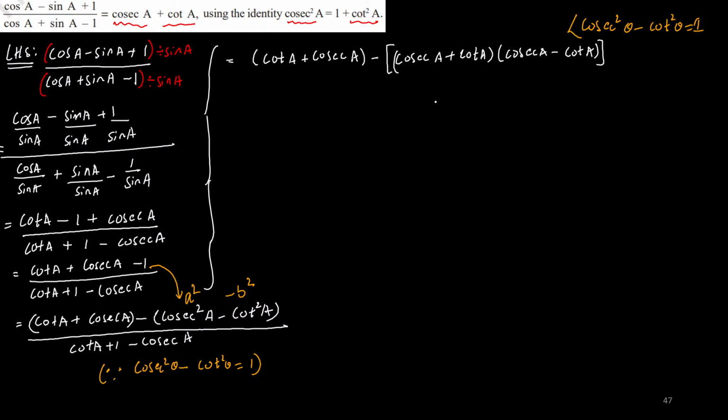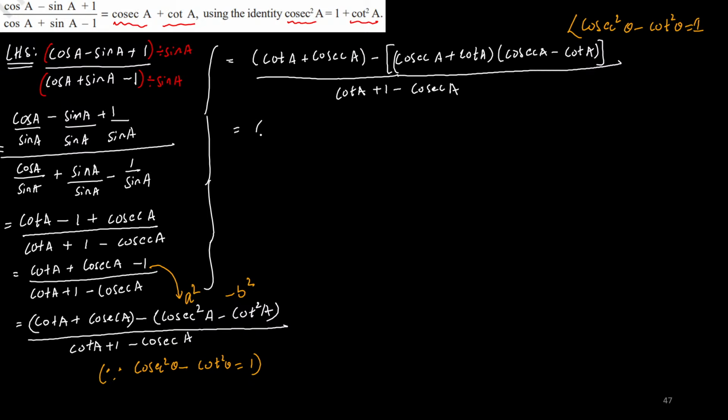Okay, what did I do here? I have expanded this one as a square minus b square. Now I'll keep the denominator as it is. So cot A plus 1 minus cosec A, I'm going to keep it as it is.